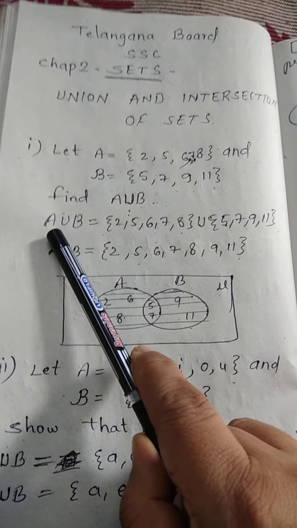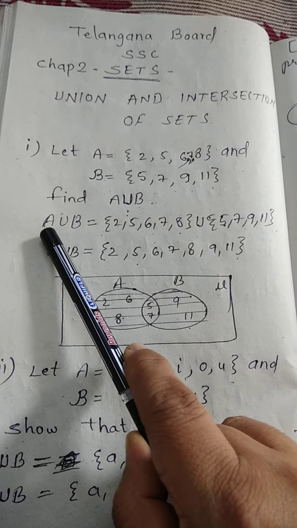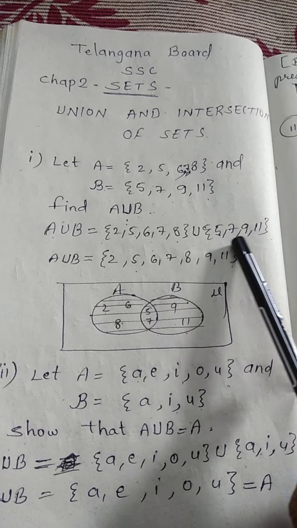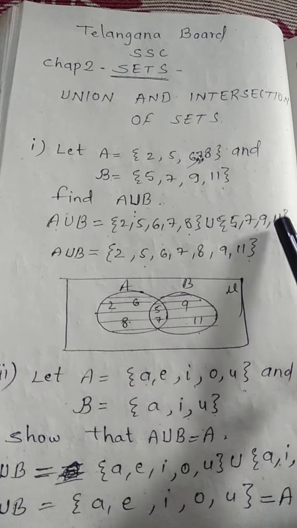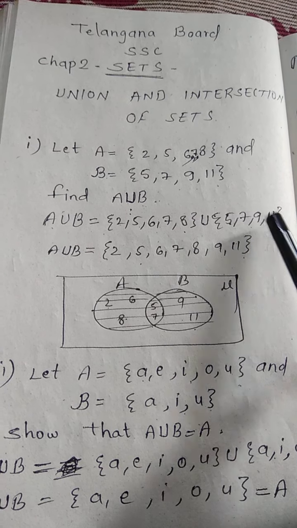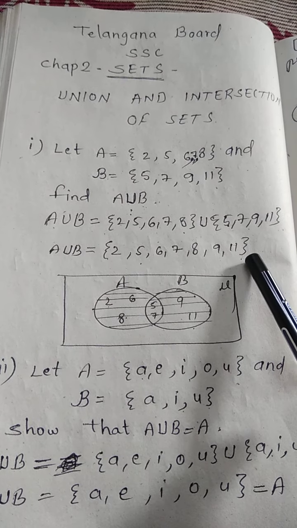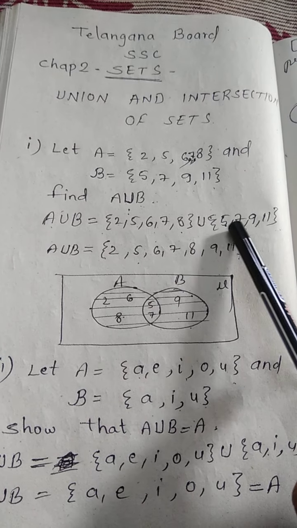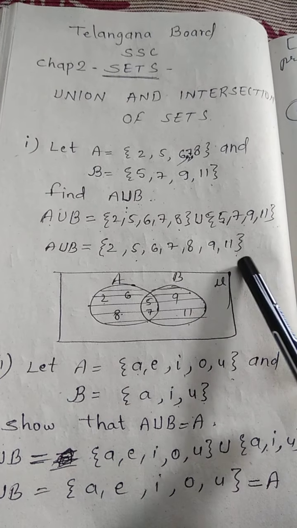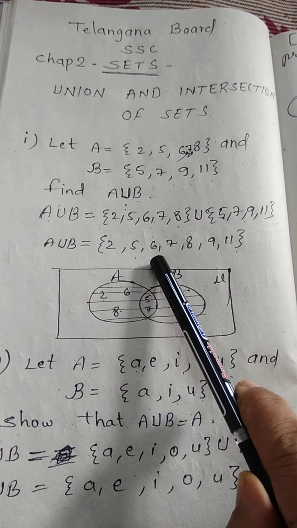LHS, left hand side: A union B. First set is A, so note down the set A, then take the union sign, then note down the set B. Now combine the elements of both the sets by writing the repeated element only once. So combine the elements and write in this single set, both the elements of this set as well as these elements, but whichever element is repeating, you have to write only once.